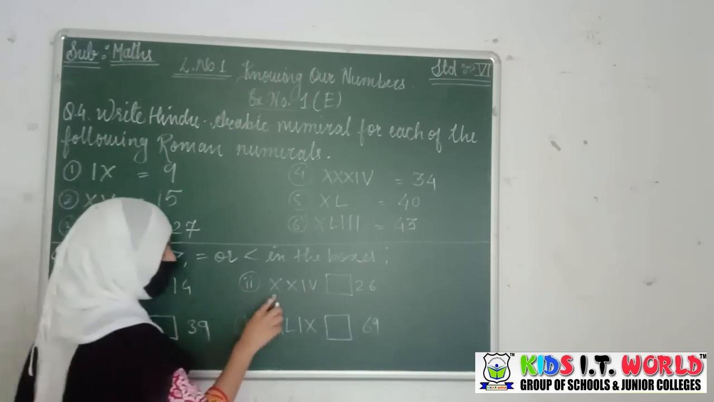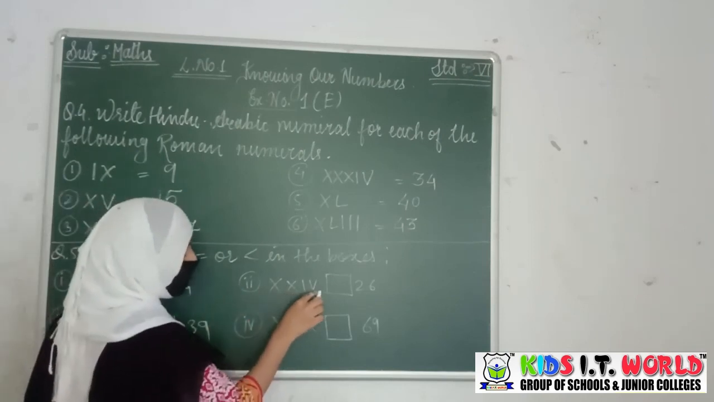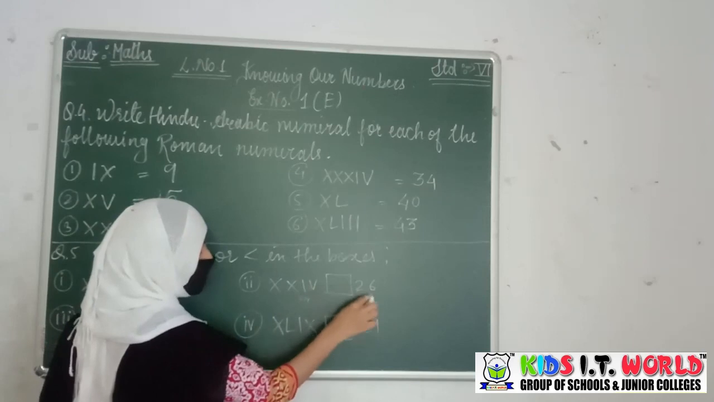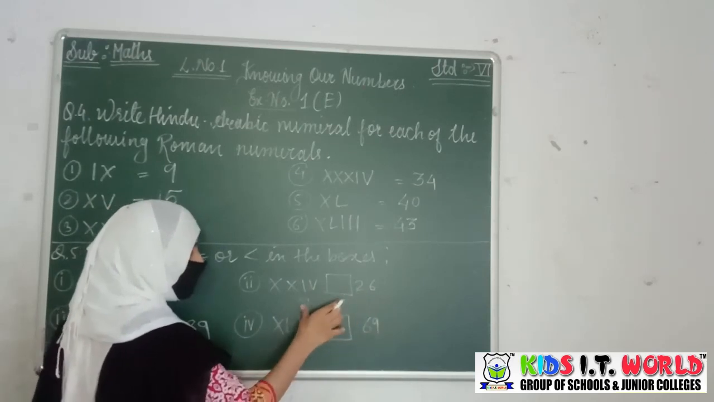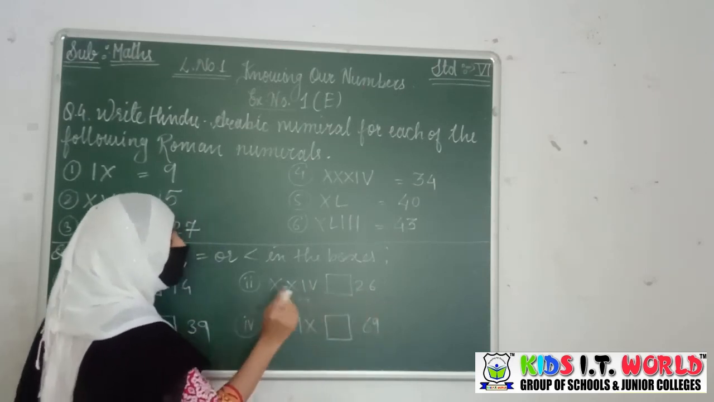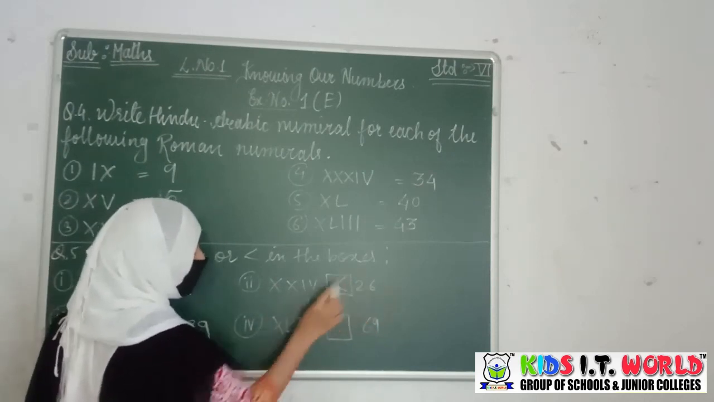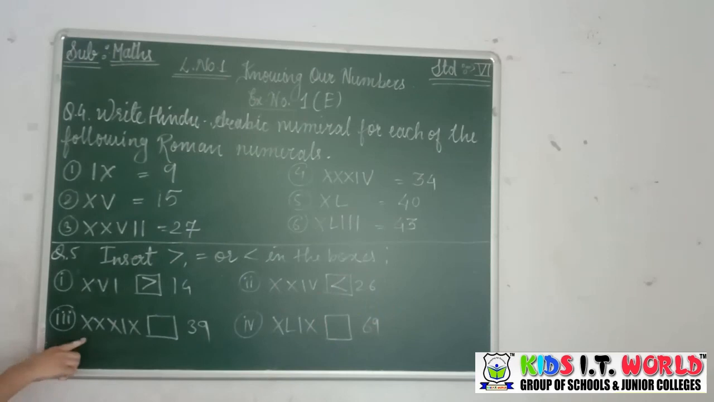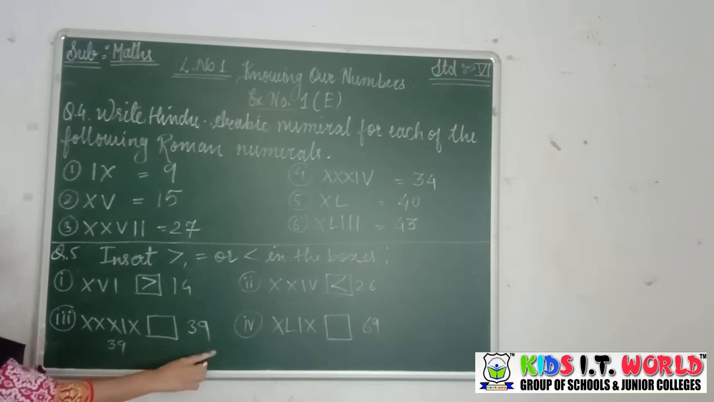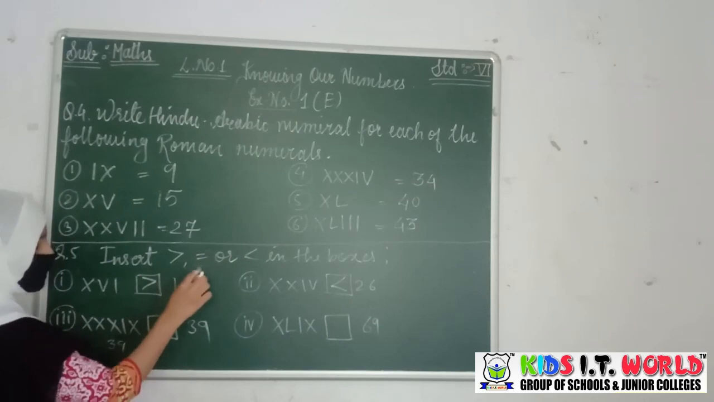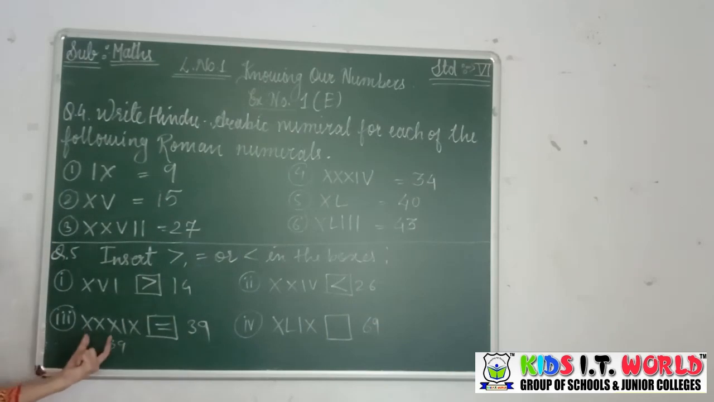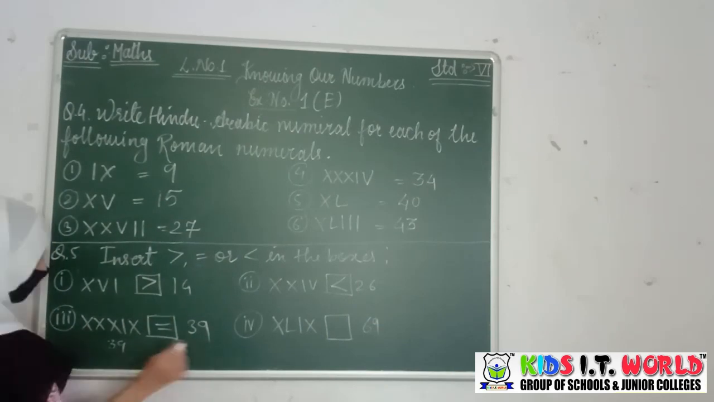Here double X means it is 20 and this is 4. So it is 24 and this is 26. So is 24 less than or greater than 26? Obviously 24 is less than 26. So the open side of the sign will go to the greater number. Now here triple X means it is 30 and this is 9. So this is 39. This is also 39. So from these three, which sign will we write here? This one. This sign is for equal. So here the Roman form has the same value as the Hindu-Arabic form.